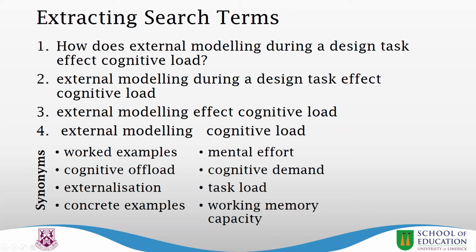You see I can take away "how does", so it turns it away from a question. It basically looks at what the question is asking. It's talking about external modeling during a design task affecting cognitive load. If you were to take away further, you'd take away "during a design task", because you're talking about external modeling essentially just affecting cognitive load. And then when you take away the affecting aspect of it and the interaction between the two, you're just talking about external modeling and cognitive load.